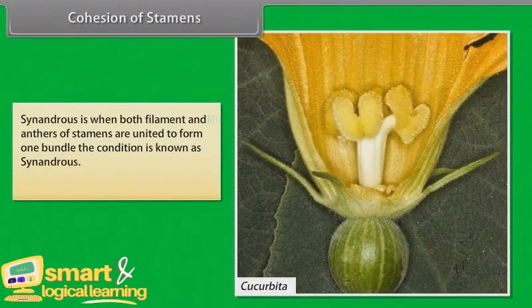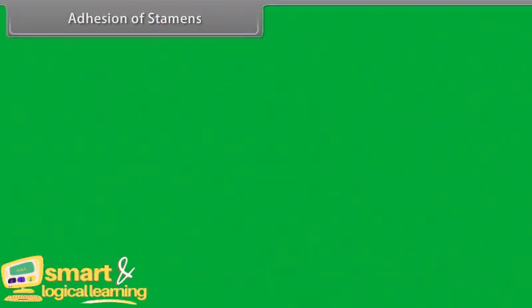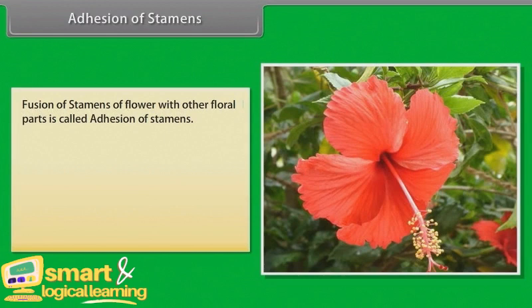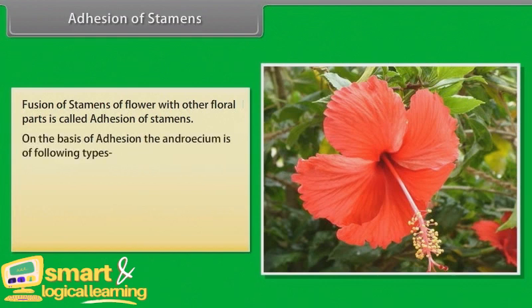Synandrous is when both filaments and anthers of stamens are united to form one bundle. The condition is known as synandrous. Example, Cucurbita. Adhesion of stamens. Fusion of stamens of a flower with other floral parts is called adhesion of stamens. On the basis of adhesion, the androecium is of the following types: epipetalous, episepalous, epiphyllous, and gynandrous.